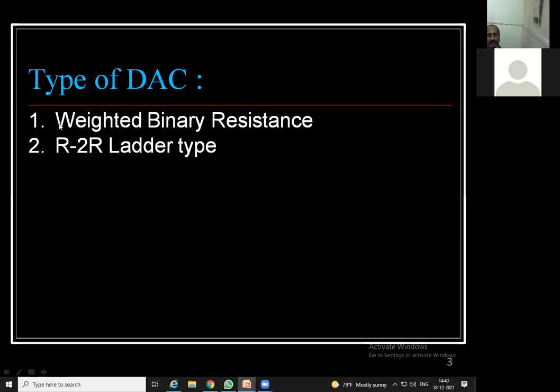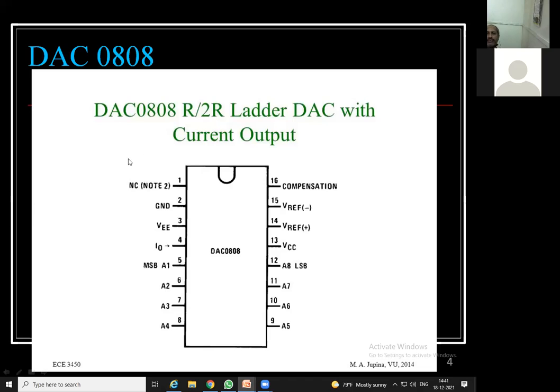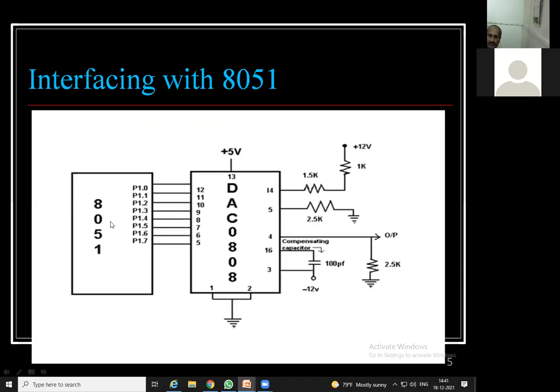Before that, you might see in this slide the types of DAC, the different ways you can convert digital into analog. First is the weighted binary resistance method, and another one is the R to R ladder type method of DAC. Internally we are not going to study it here, but if you have studied it, or if you want, you can look it up on Google. Here we will concentrate only on how it is interfaced with 8051.